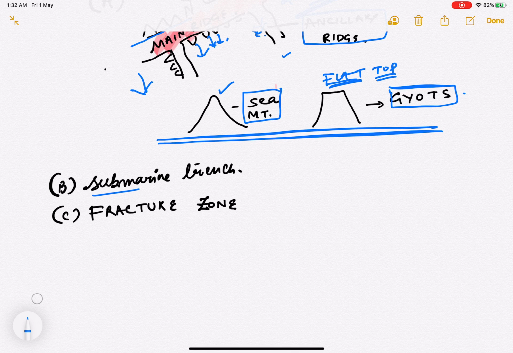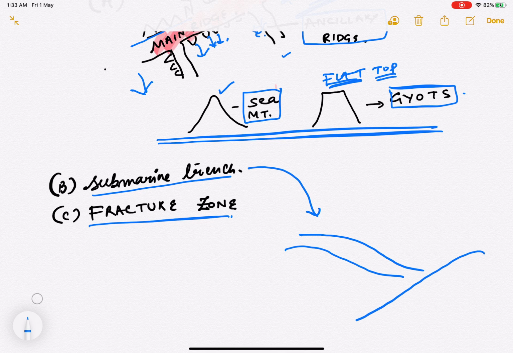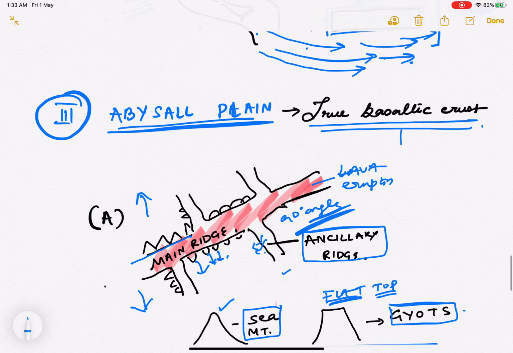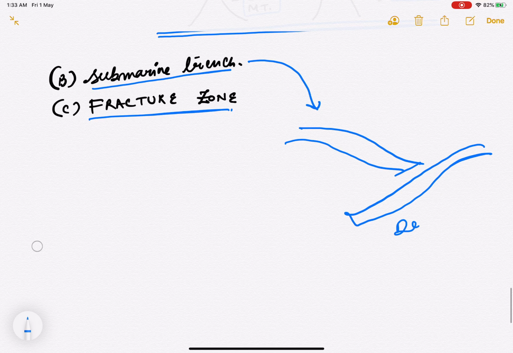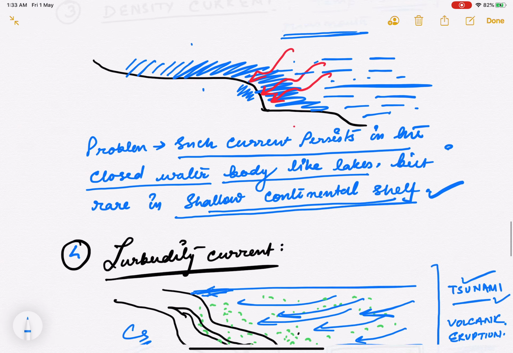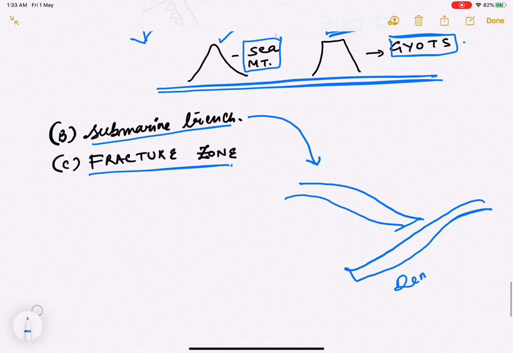Next, we also have the submarine trench, and we also have the fracture zone. Now, what is the submarine trench? Basically, it is because of the subduction of the plate. This is the denser plate, and this is the lighter plate. The lighter plate is nothing but the granitic plate. The denser plate is nothing but the basaltic plate. It is the basaltic plate that submerges below the granitic plate, leading to the formation of the trench.